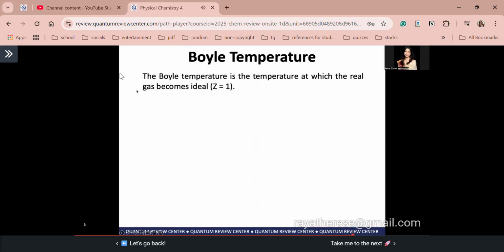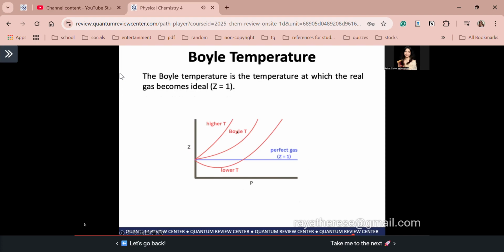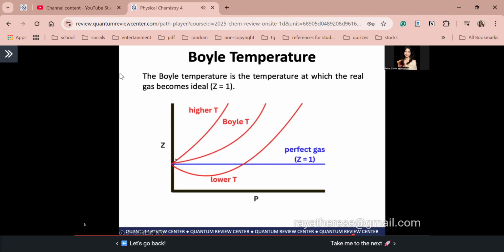Now, we have the Boyle temperature. The Boyle temperature is the temperature at which the real gas becomes ideal, or Z is equal to 1. Again, the Boyle temperature is the temperature at which the real gas becomes ideal.